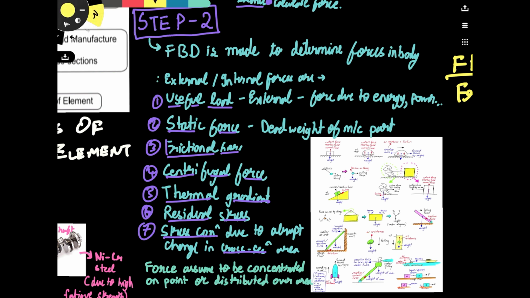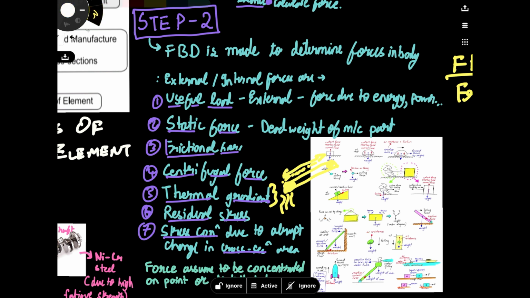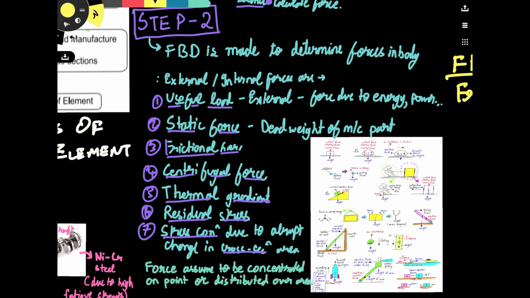Next thing is thermal gradient. What thermal gradient means is that, let's say there is a heating source, and because of that this particular part is heated, and there is a thermal gradient in it. Maybe this must be the hottest tip of the rod, and this must be the coldest tip. In between them there is a thermal gradient, and because of it there is a force. There are equations governing that, and those equations should be considered.